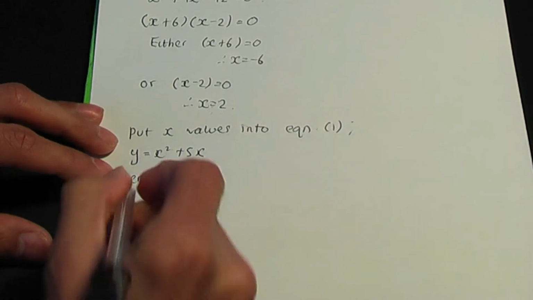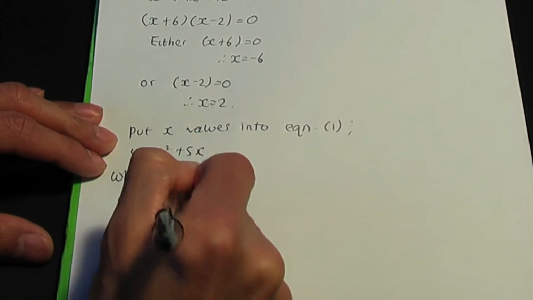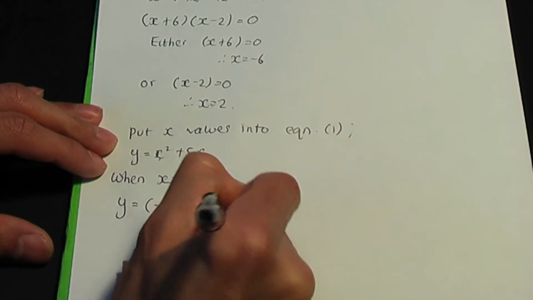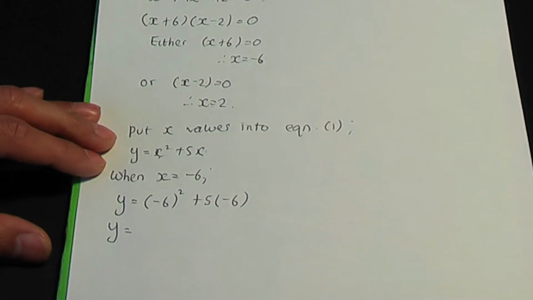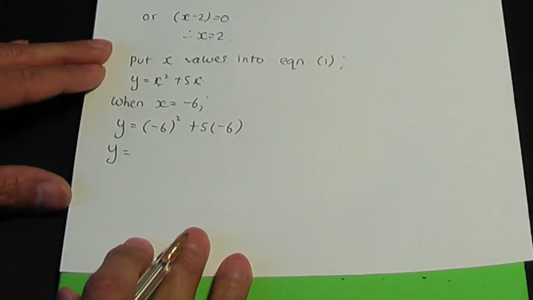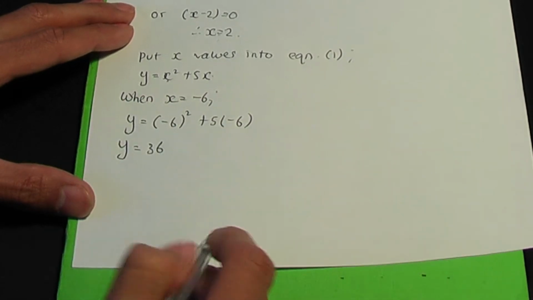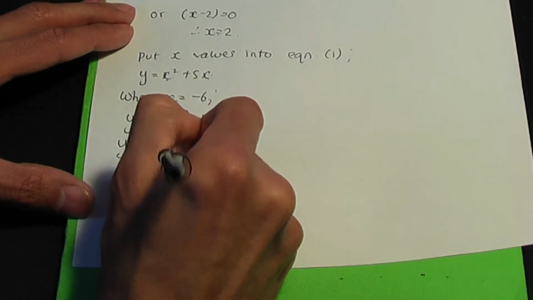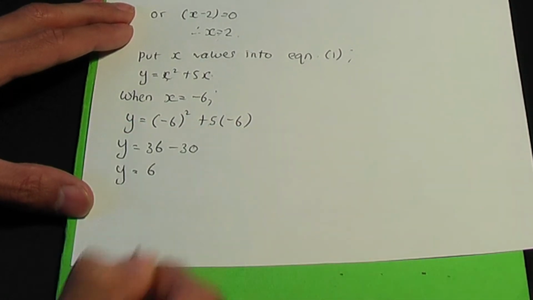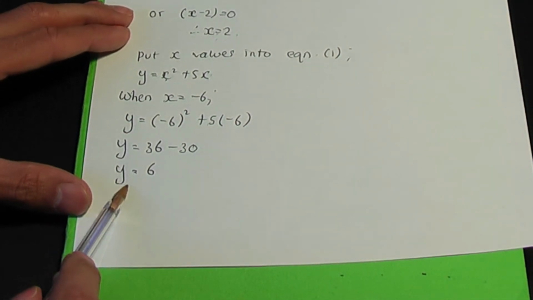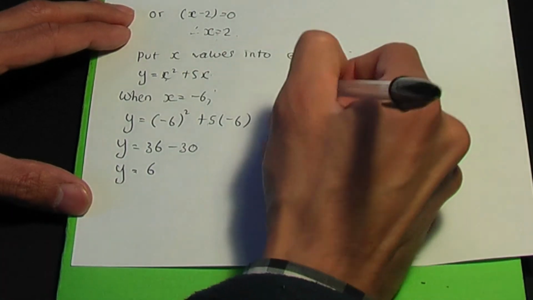So when x is minus 6, I'm going to replace y is equal to x, which is minus 6 squared, plus 5 into x, which is minus 6. If we continue, minus 6 squared is 36. 5 into minus 6 is minus 30, so the y value is 6. So this is the y value corresponding to x being minus 6.